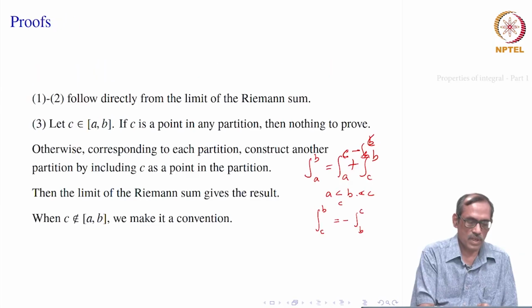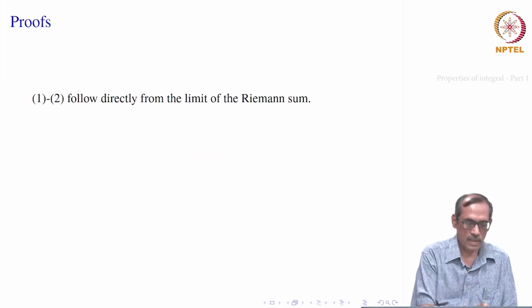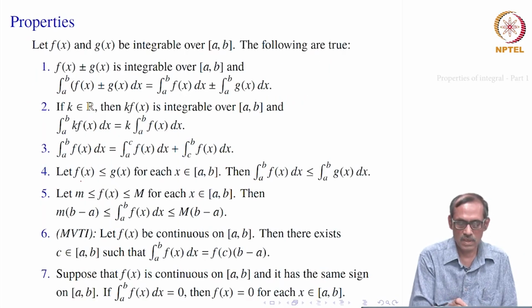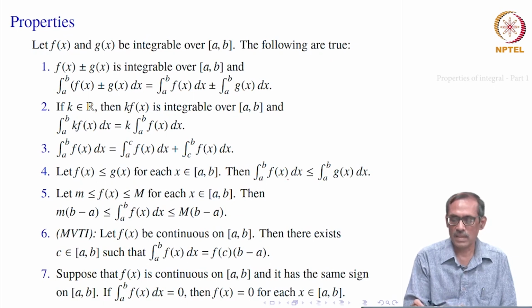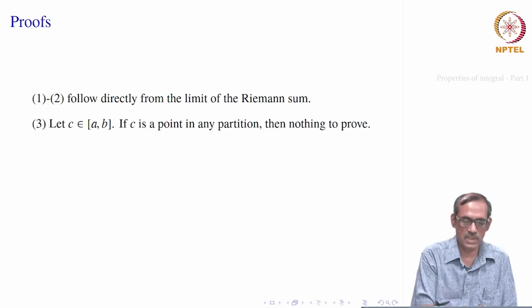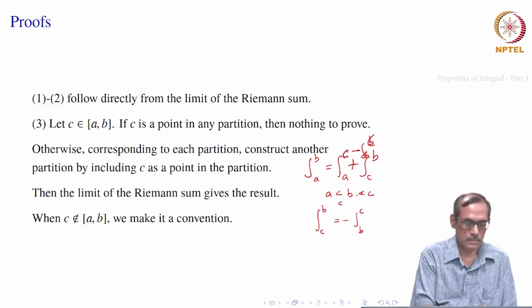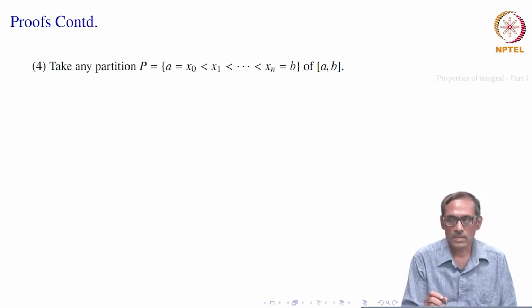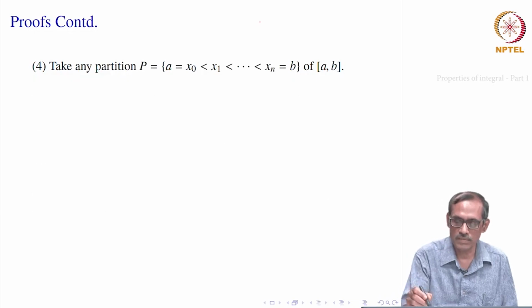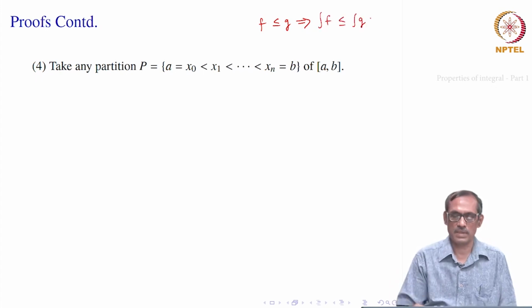So, now we come to the fourth property, which is: if f of x is less than or equal to g of x for each x in [a, b], then the integral will also satisfy the same inequality. Okay. So, now how to do it? We have f is less than or equal to g implies integral of f is less than or equal to integral of g from a to b everywhere.